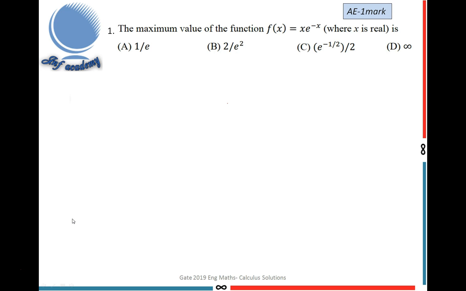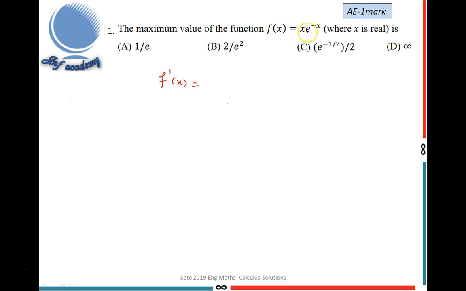Now let's move on to the problem. The maximum value of the function f of x equal to x e power minus x, where x is real, is what? You have to find the maximum value of the function f of x. This question is from the AE department. It has 1 mark. First, f of x is given. You have to find f dash of x.